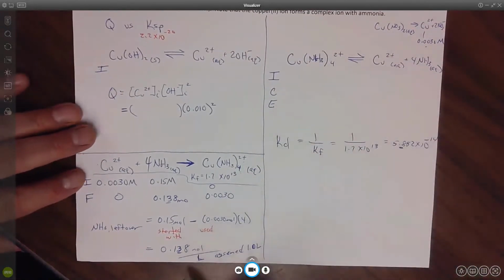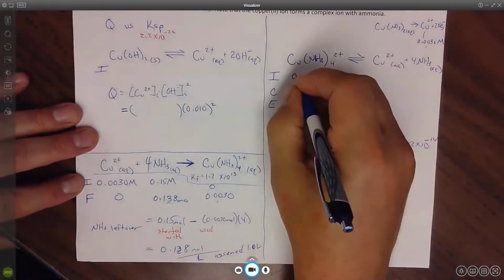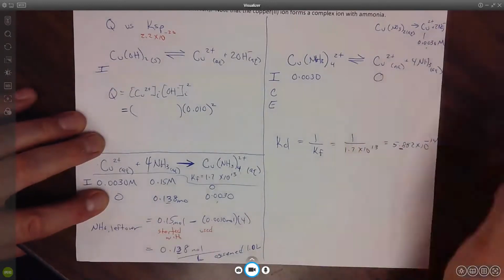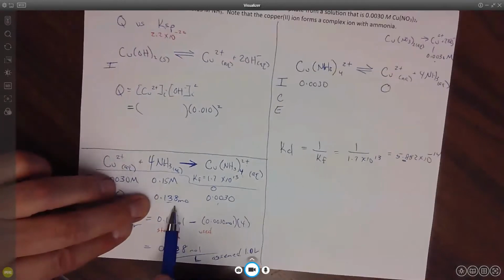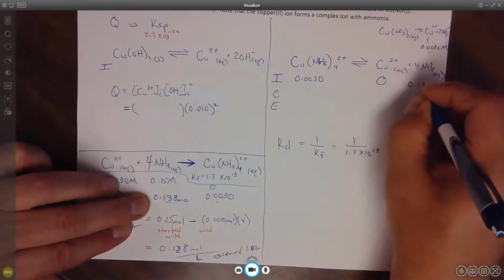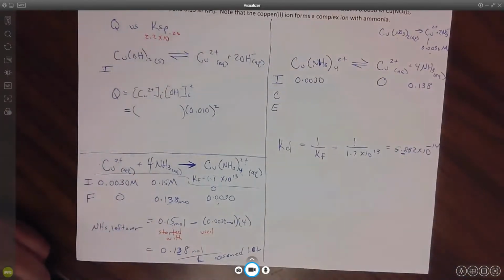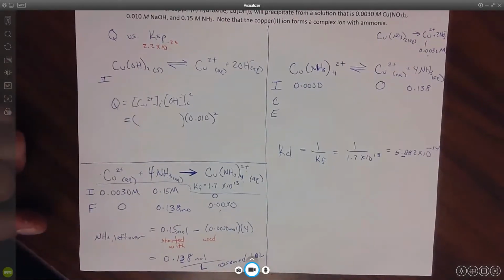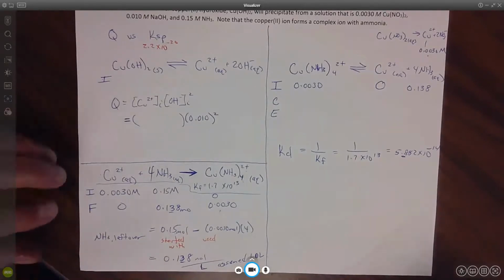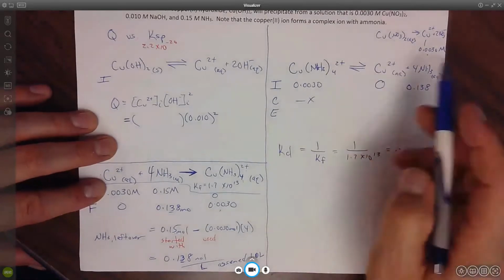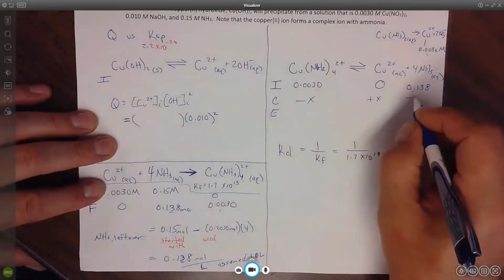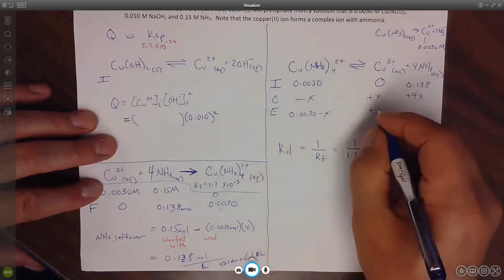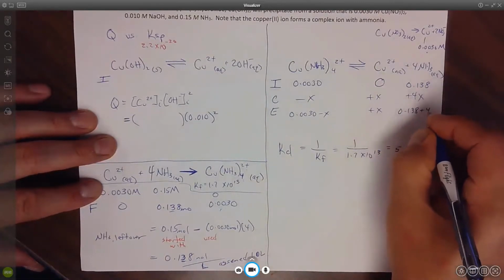So the initial concentration, well, we got that. That was 0.003 moles or molar. There was no copper. It all reacted to form the complex ion. And there was that much left over after we formed all of the complex ions from the amount of copper that we had. Any questions on that? Okay, so now it is just a normal ICE table. We're going to lose our reactant, so minus 1x, plus 1x for the copper, plus 4x for the ammonia. Equilibrium, that's 0.0030 minus x, plus x, and 0.13 plus 4x.